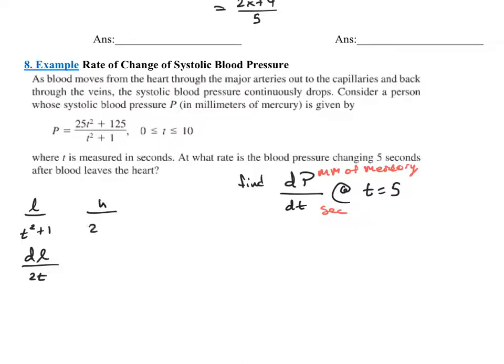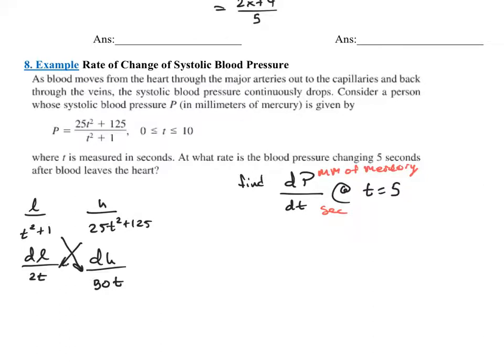The high function here is 25t squared plus 125. Let's think about the derivative of that high function. The derivative of 25t squared would be 25 times 2t, which would be 50t. And the derivative of 125, again, the derivative of a constant is 0. So the derivative of 25t squared plus 125 is 50t.